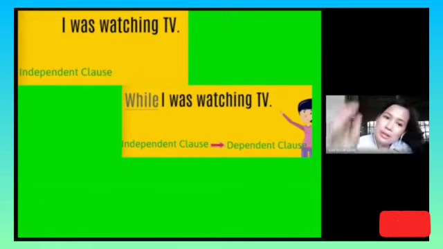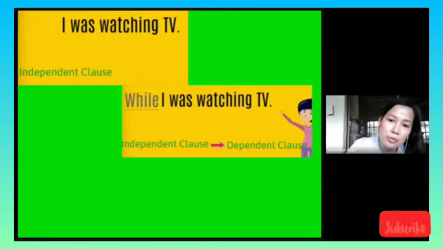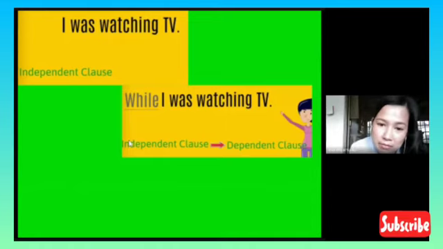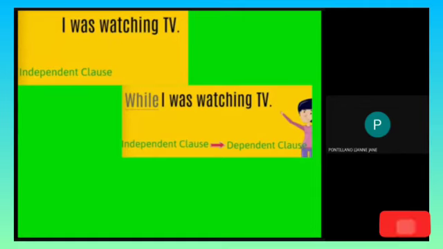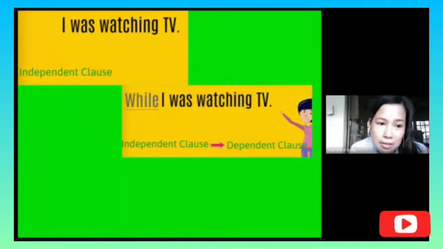Ilan, ma'am? Isa lang. Tapos, nakita niyo yung second sentence ko, while I was watching TV. Yung simple sentence ko, nilagyan ko ng, ano nilagay ko? Conjunction, ng subordinate conjunction at the beginning. Diba? While is an example of subordinate conjunction, diba? Kaya siya, nung nilagyan ko siya ng subordinate conjunction, naging siya? Independent clause pa rin ba siya? Hindi na po. Ano na siya? Ma'am, dependent clause na po.